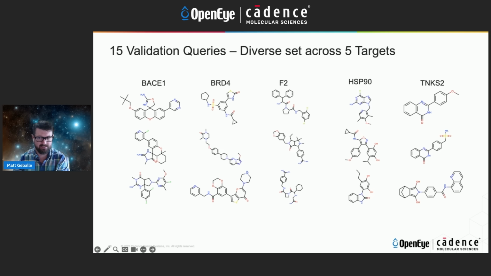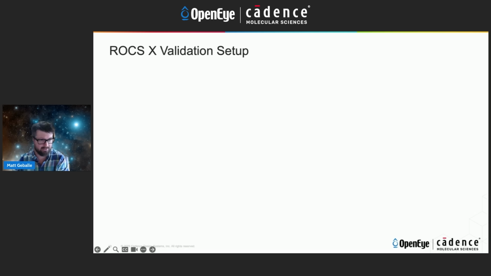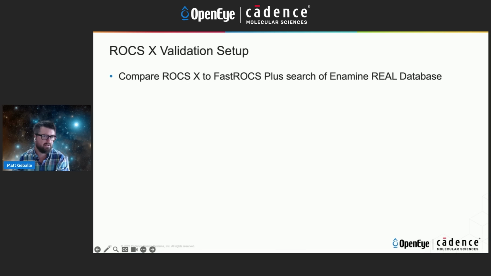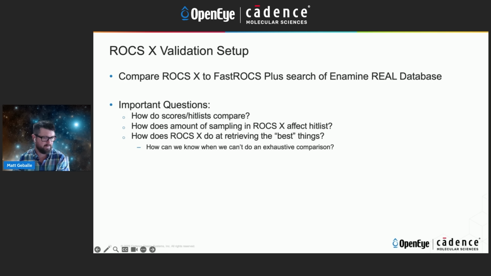And this is out of a data set that was curated for our 3D QSAR work that you may have heard about in other recent presentations. So the way that we looked at validating ROCS X is to compare the ROCS X search first to a FastROCS Plus search of the Enamine REAL database. So we are not searching the same library in this case. This raises some important questions about how we think about validation, because it's not an apples-to-apples comparison of searching the same library and then seeing if you found the same things. So we're looking at things like, how does the range of scores within a hit list compare?